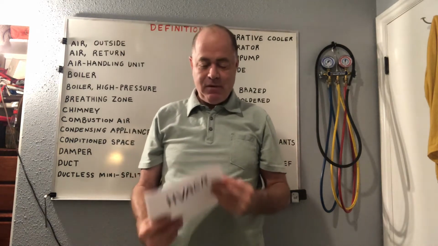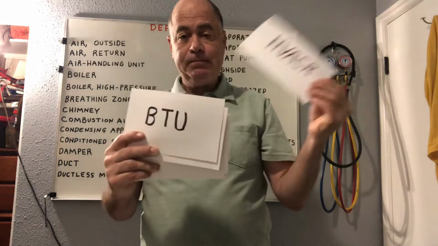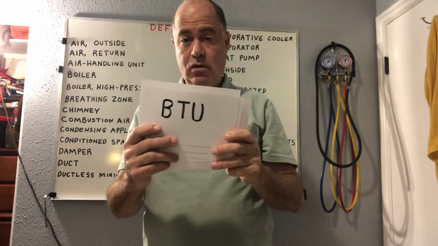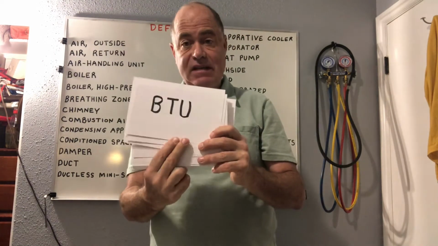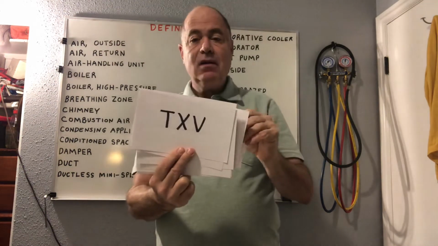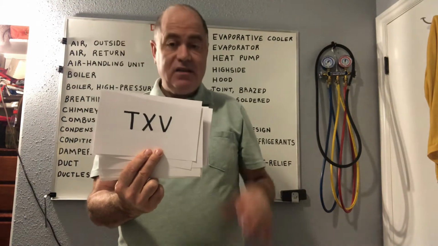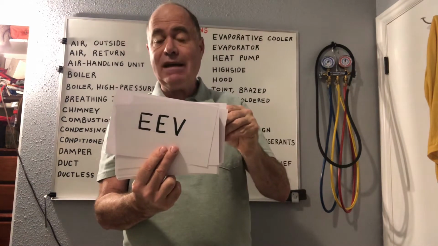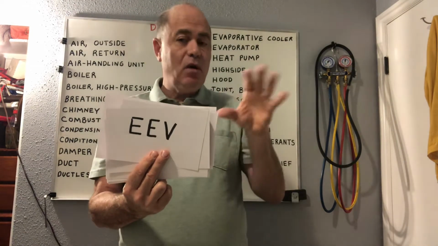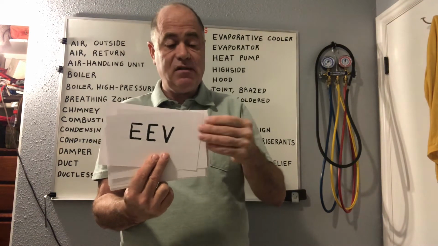Let's dive right in. First one is heating, ventilation, air conditioning, and refrigeration, HVACR. The next one is BTU, British Thermal Unit. This is how we measure the quantity of heat. This one, TXV, is thermostatic expansion valve. It's a type of refrigerant metering device. Also, this is electronic expansion valve. This is also another type of refrigerant metering device that's a lot of times used in more modern systems.